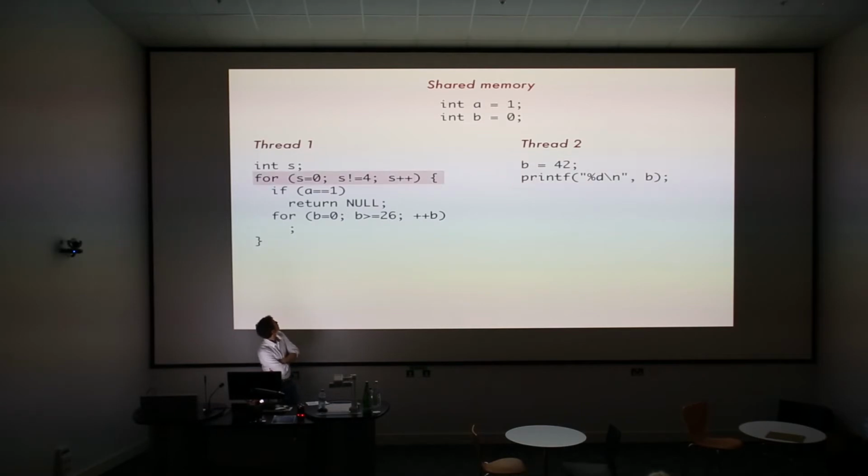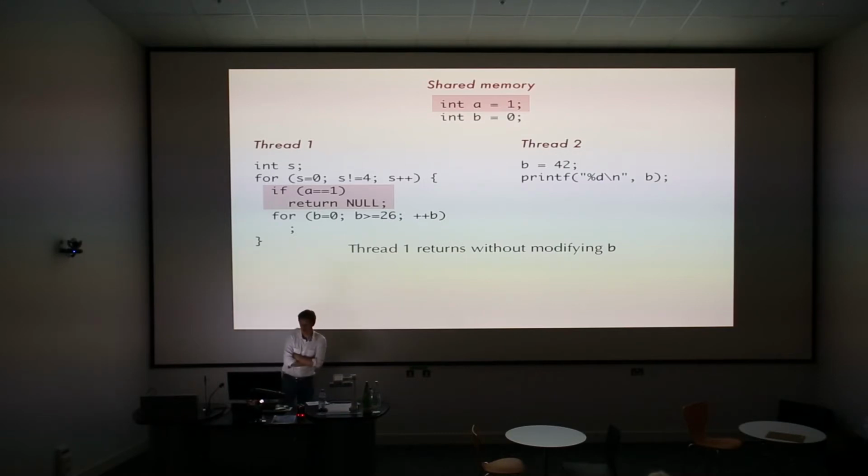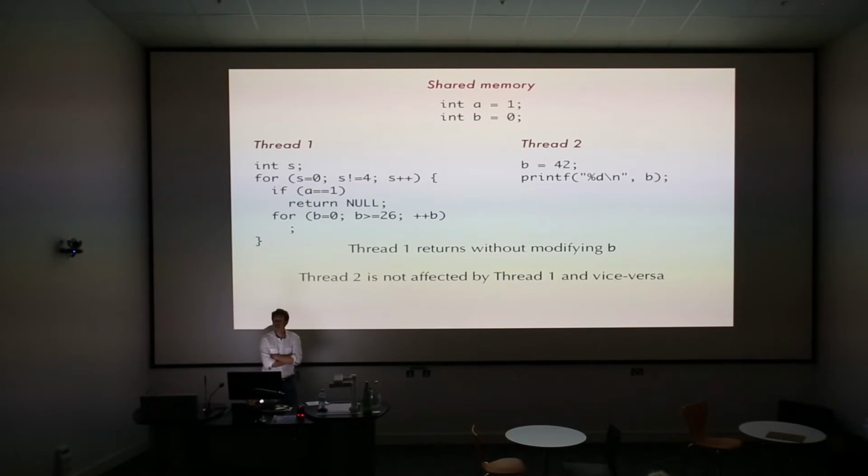What about thread 1? Well, it starts with a loop 4 times, and then it says, if A is 1, then return. And indeed A is 1. Thread 1 will return without executing this line, and in practice without modifying B at all. So we can deduce that thread 2 is not affected by thread 1, and vice versa. Your mileage may vary, but I do expect this program to print 42.